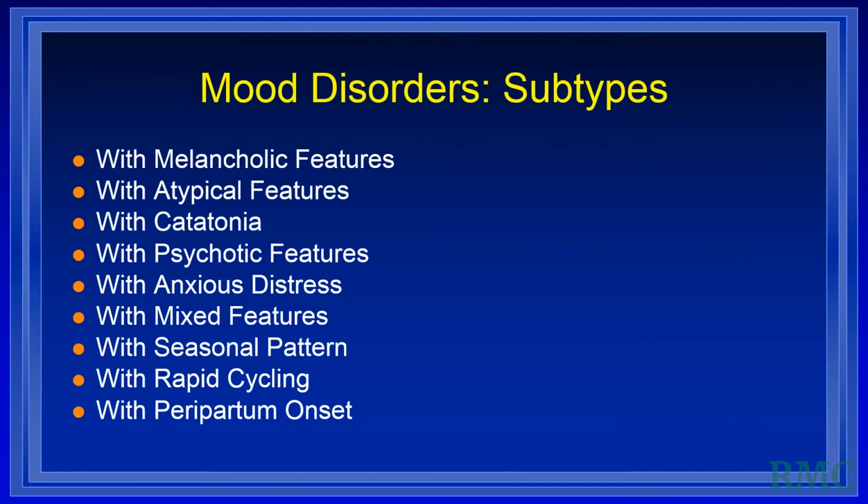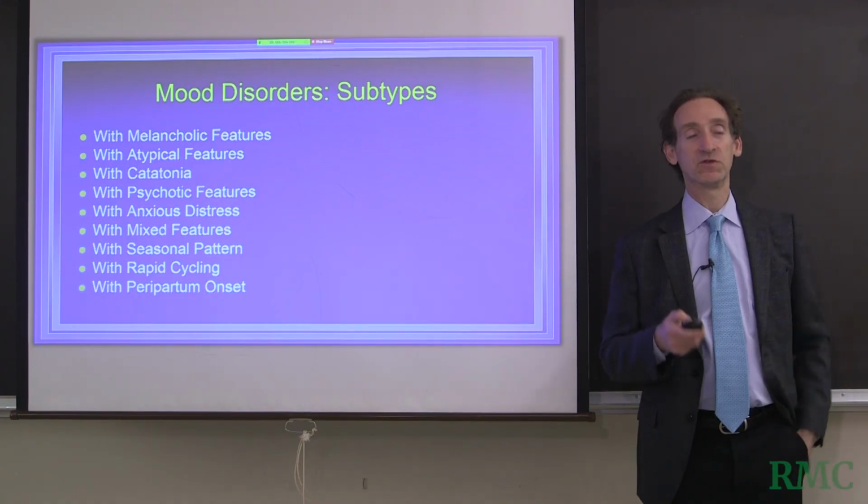Not incredibly important, what I really want you to know is that a person can have mixed features of both depression and mania. Seasonal patterns, which is essentially seasonal affective disorder. Rapid cycling is given to people with bipolar disorder that have 4 or more mood episodes per year, and we also discussed peripartum onset. So you should know the basics of these. No need to memorize criteria. Just know the basics that distinguish these different subtypes.